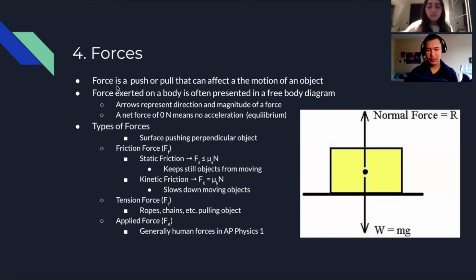We also learned about tension force, which is what you get when a rope or a chain or some other sort of object like that pulls on an object. And an applied force is generally some force caused by a human. So something like a human pushing on a block, or someone carrying something.